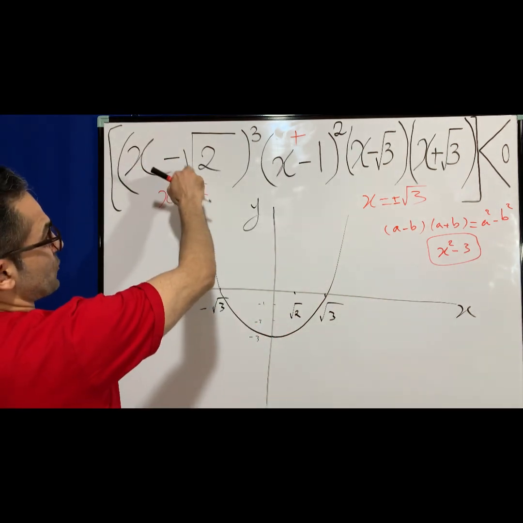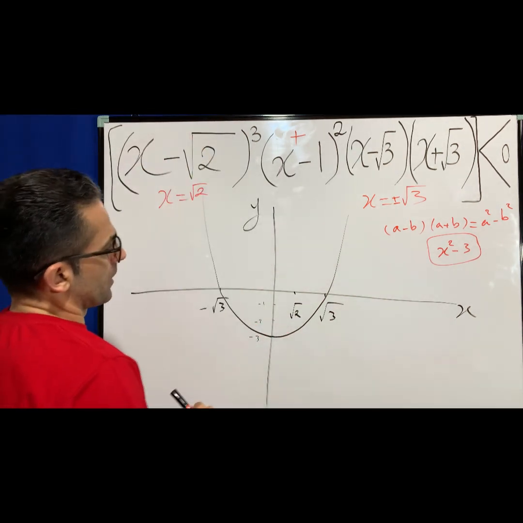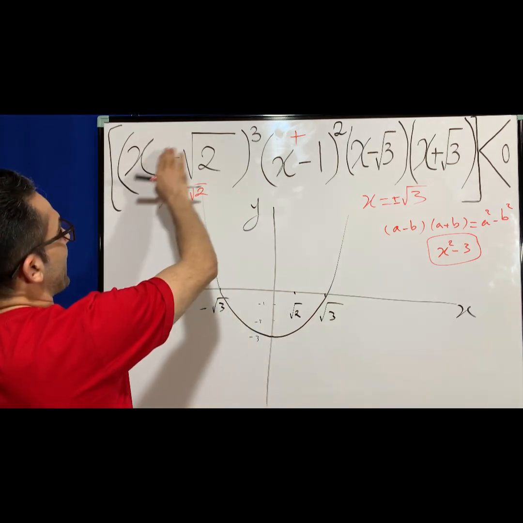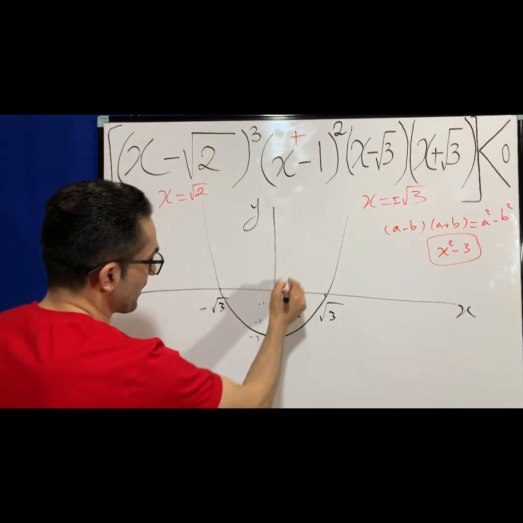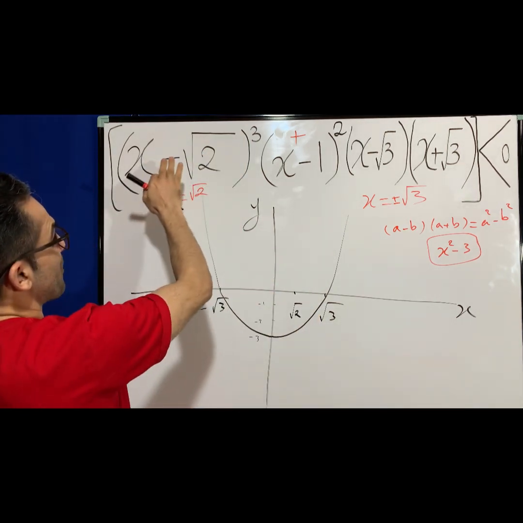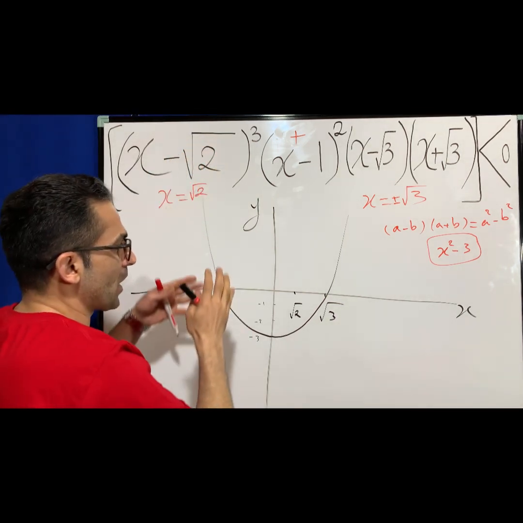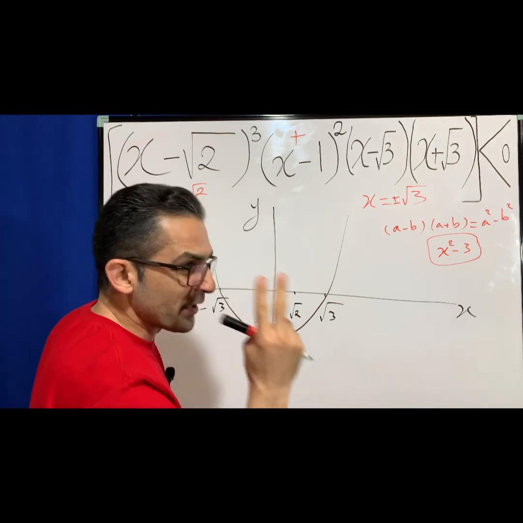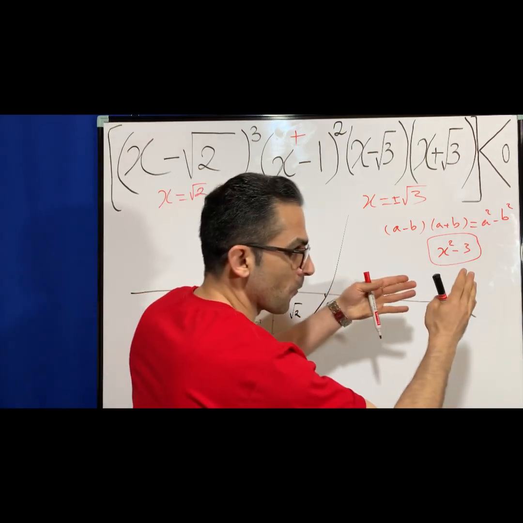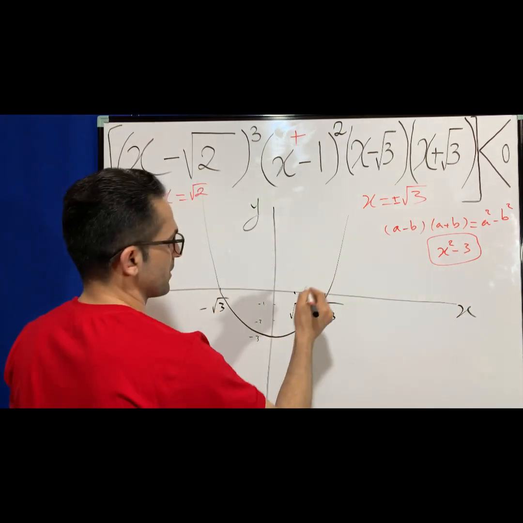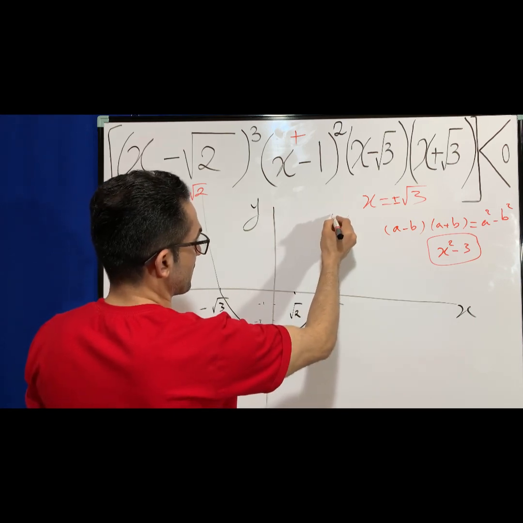X minus the square root of 2 cubed. X cubed is something like this. X minus the square root of 2, it means I shift by 2 units forward on x-axis. It is something like this.